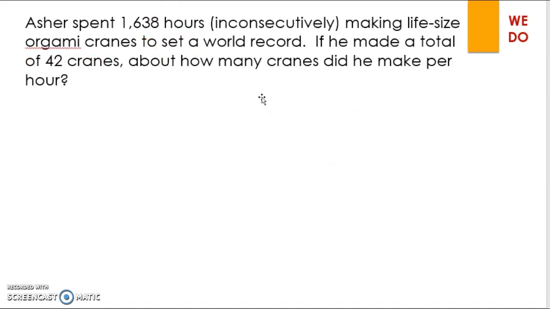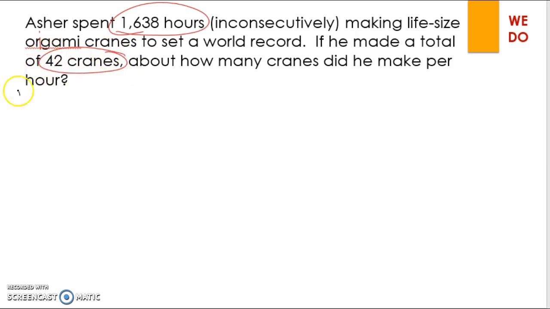Asher spent 1,638 hours making life-size origami cranes. Wow, that's a lot. Origami. There should be an I there. To set a world record. If he made a total of 42 cranes, about how many cranes did he make per hour?